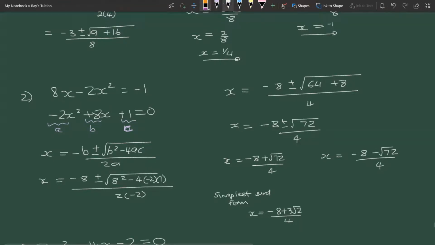So the final answer is minus 8 plus or minus 6 root 2 over 4, and that's the simplest surd form. Or you can round it off to 2 decimal places or whatever decimal places they say. You have the different options, but which one you use, you need to check the instructions of the question. So always read the question to see which form they would want it in. So if it's simplest surd form, we're going to get minus, sorry, this one should be minus 4.